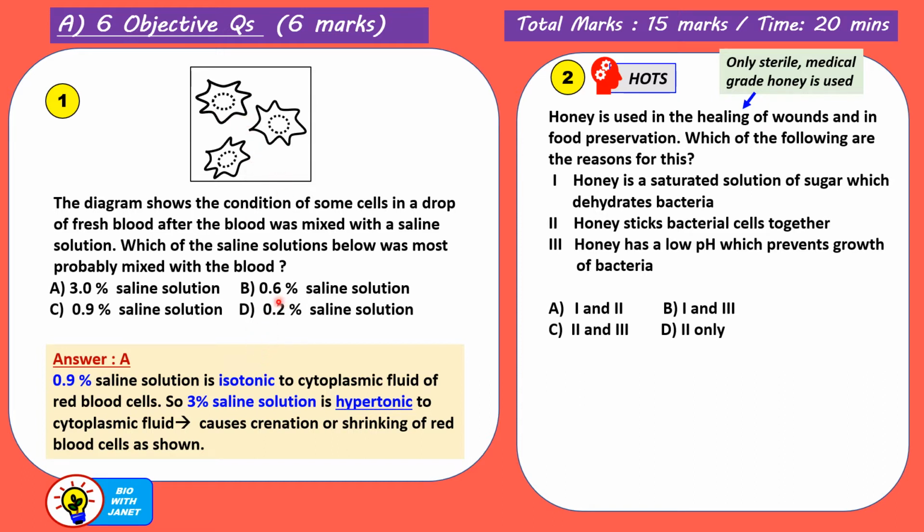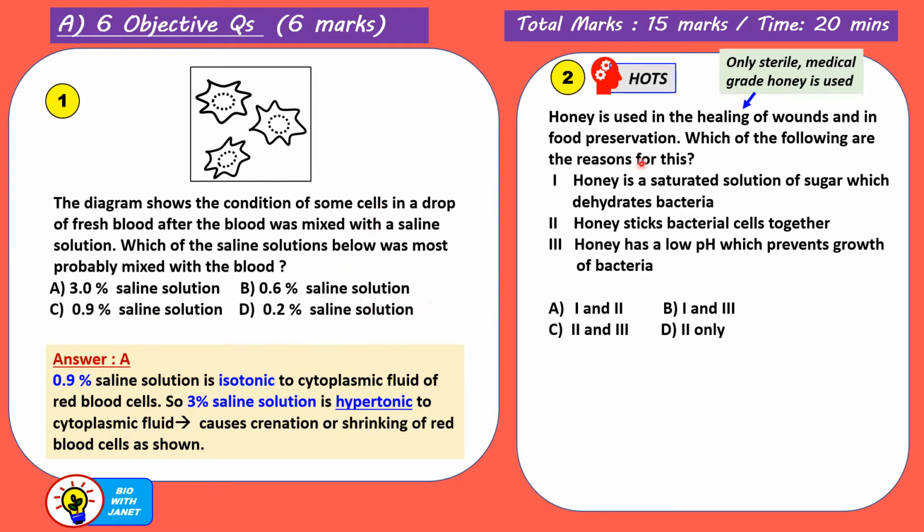Now, for B and D, 0.6% and 0.2% saline solution, these two solutions have a lower concentration than 0.9% saline solution. So they are hypotonic solutions, more dilute than the 0.9% saline solution. So they cannot cause this condition.